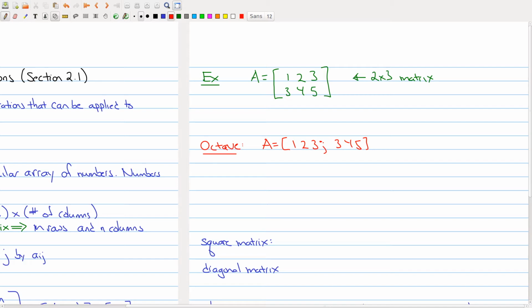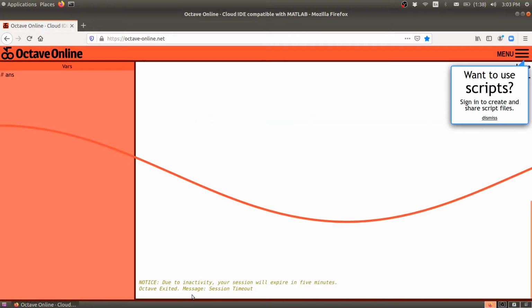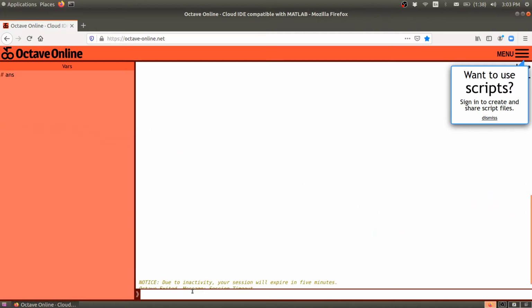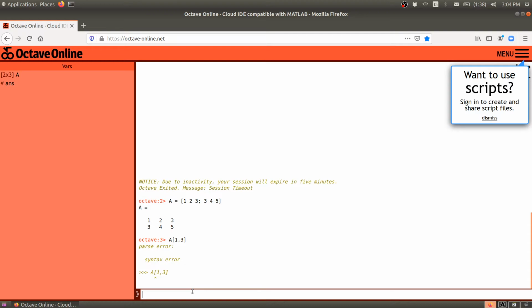Let me go to Octave full screen. It looks like it went to sleep on me, but let me reload it. Here I will put A is equal to [1, 2, 3; 3, 4, 5], and there that gives me my matrix. And I should be able to pick out a particular entry. Hopefully I get the index right here. 1, 3. Oh, sorry, I want.